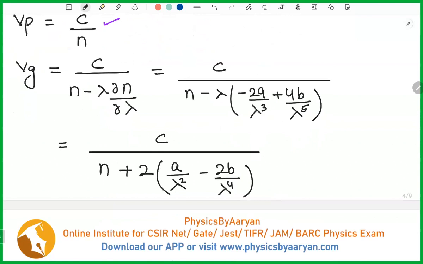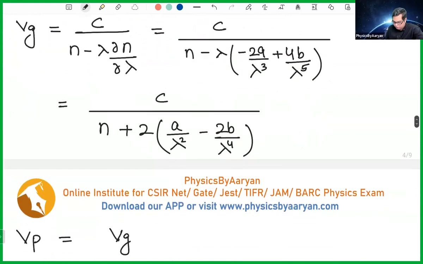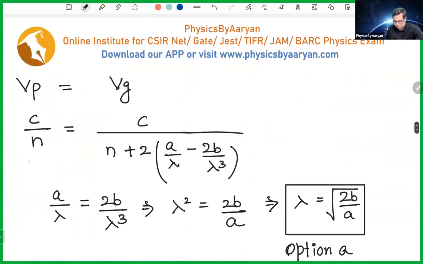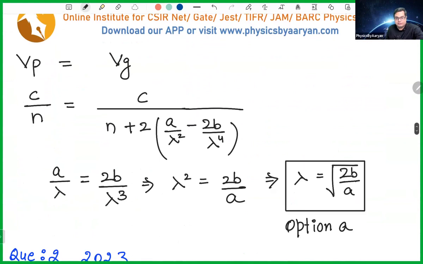Perfect. So now I want my group velocity and phase velocity to be equal. If I make them equal, this is my phase velocity and this is my group velocity. So this is lambda square and this is lambda 4. You can clearly see that these two things will be equal if this thing goes to 0. If I make this thing 0, then both of them will become equal.